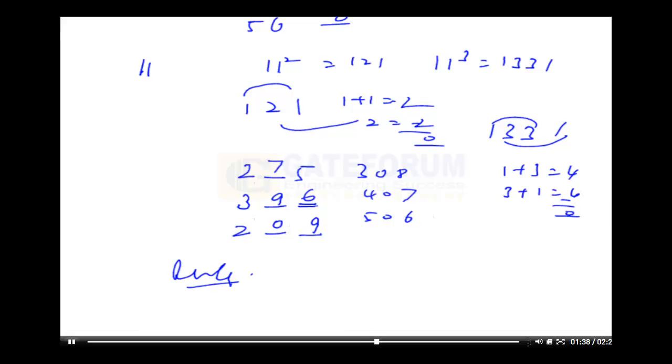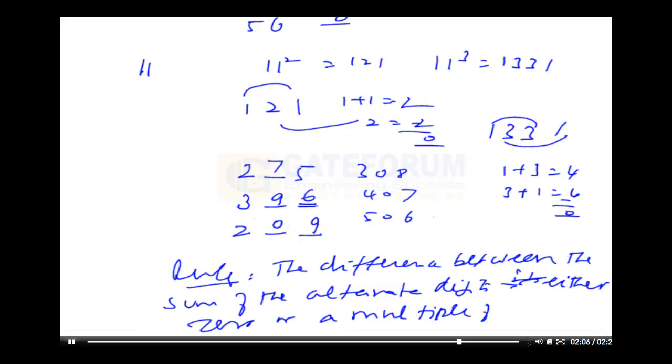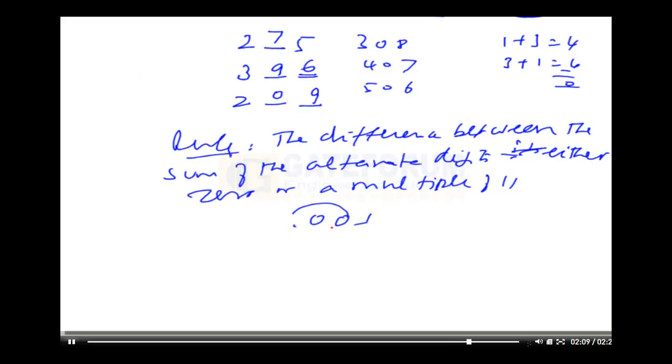So the rule is the difference between the sums of the alternate digits should be either 0 or a multiple of 11. If we take 1001, alternate digits, 1 plus 0, 0 plus 1, so the difference is 0. That means 1001 is divisible by 11.